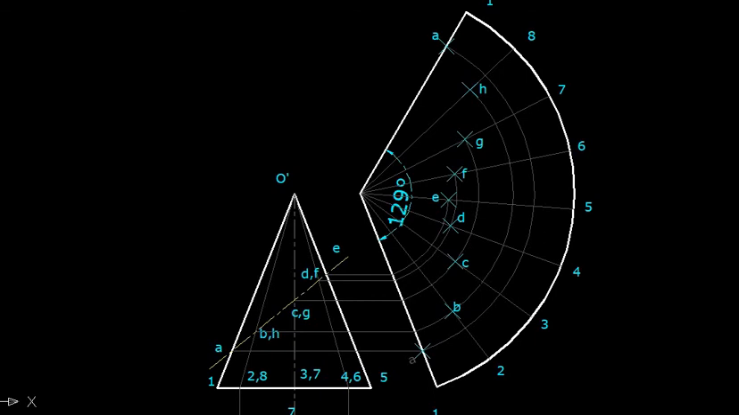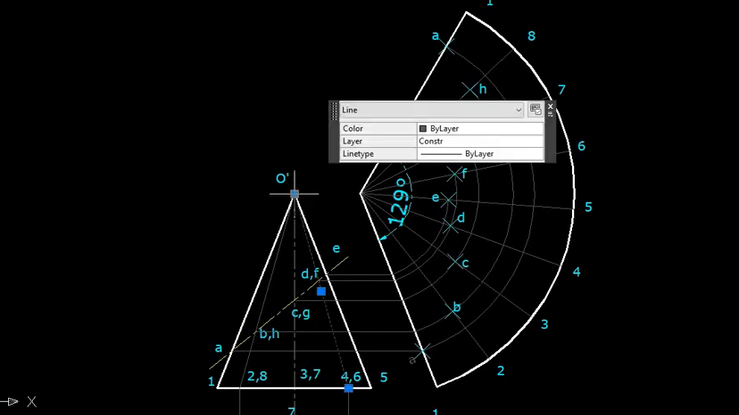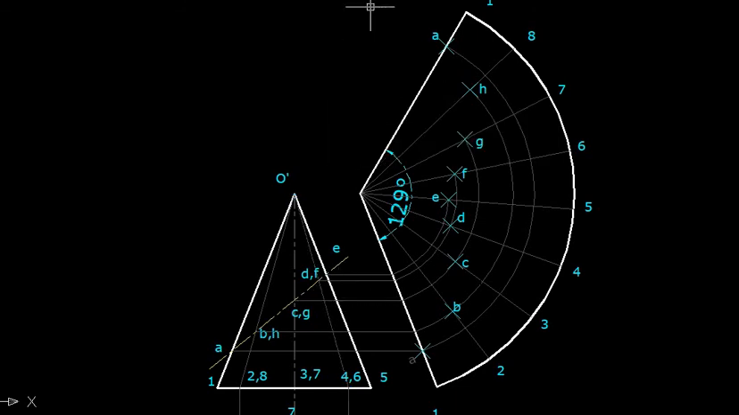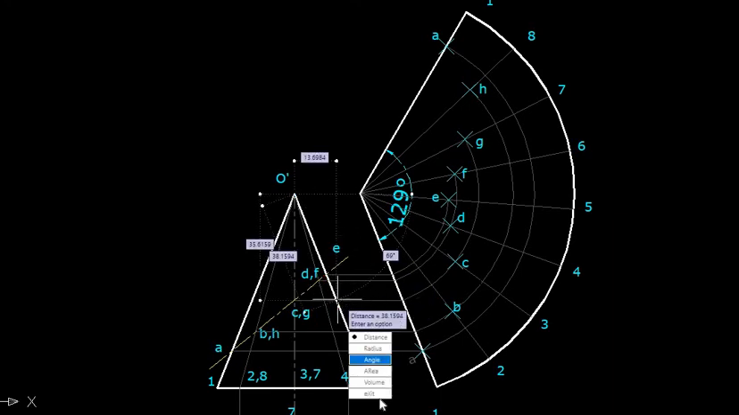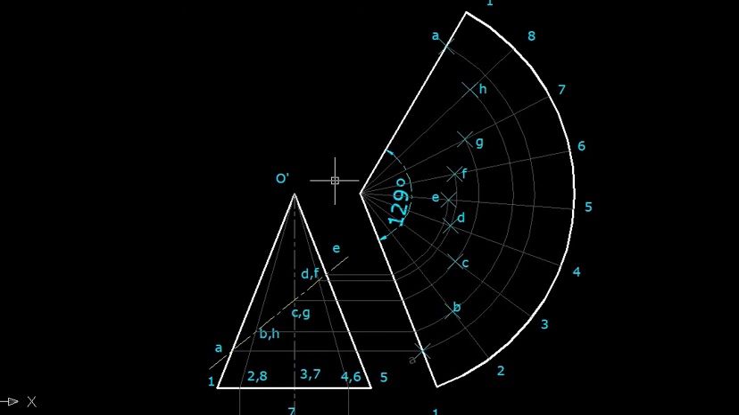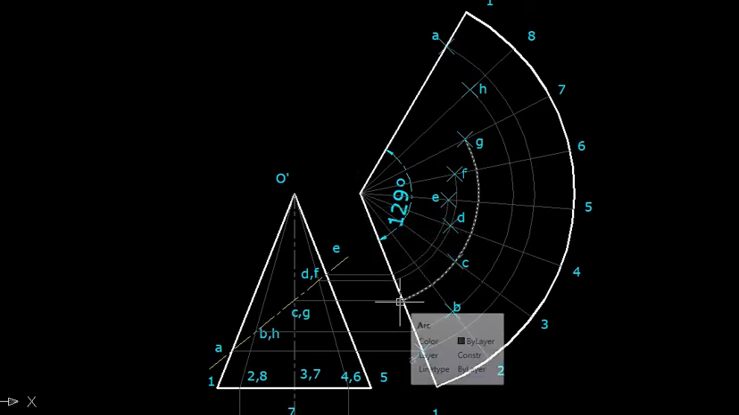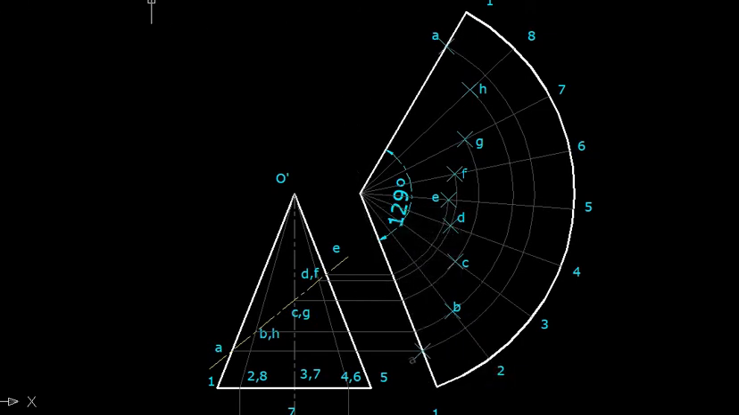For that I will show it here. From this point to this point, this distance is to be taken. Or, as these two lines are parallel, you can take this distance from this point to this point. This distance you can take in compass. For clarity, I will mark this distance.